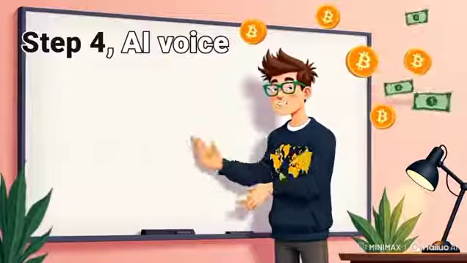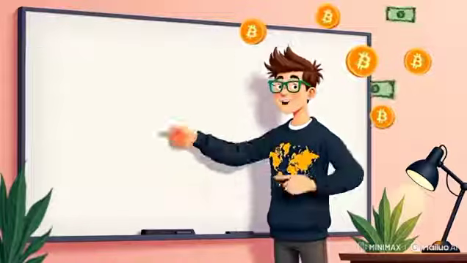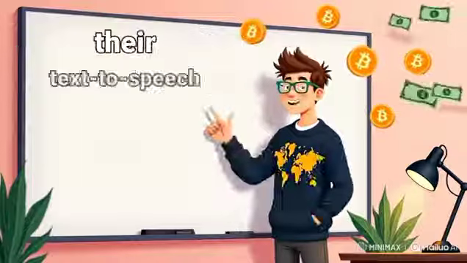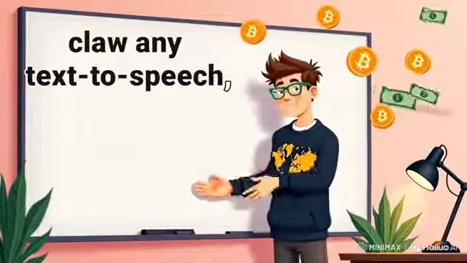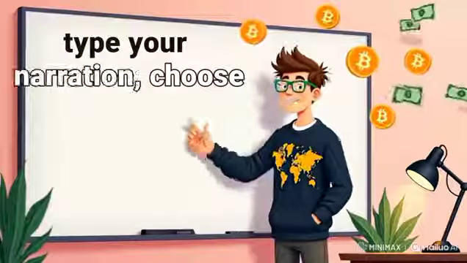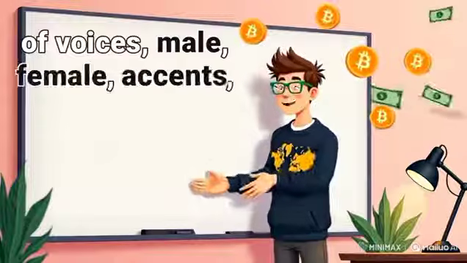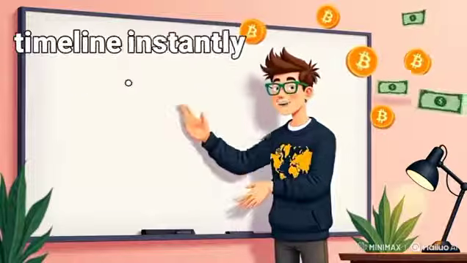Step 4. AI Voice Generator, text-to-speech. Need narration? CapCut lets you turn any text into natural-sounding speech using their text-to-speech engine. To use, go to the Text tab, text-to-speech. Type your narration, choose from dozens of voices, male, female, accents, tones, preview, and apply to your timeline instantly.